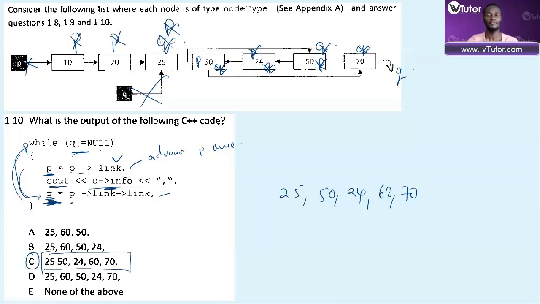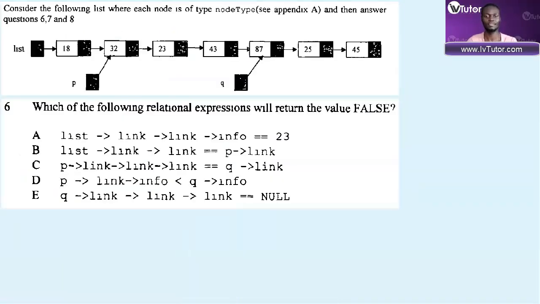That's it. Line by line as you see it. That's all you do. Let's go to the next example. This one, again, same thing. So we've got P sitting here, we've got Q sitting there, and we've got list sitting here, right? Which of the following relational expressions will return the value false? Interesting.